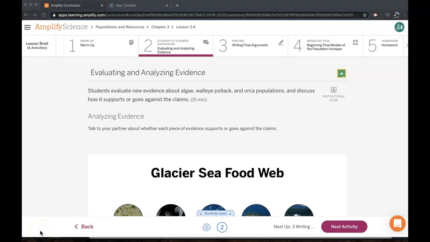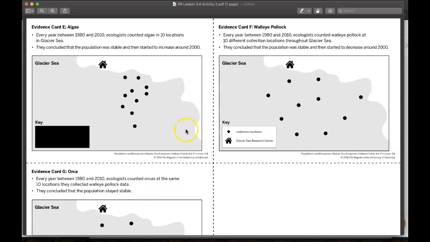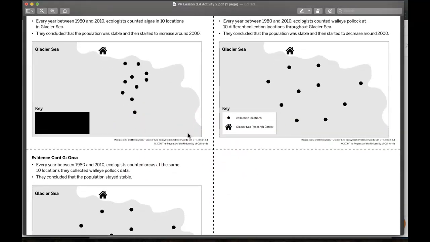This is Populations and Resources, Lesson 3.4, Activity 2, Part 3. So you should have just written on your evidence cards what claims these either go for or against. So we're going to talk about that now. I just want to give you a warning.